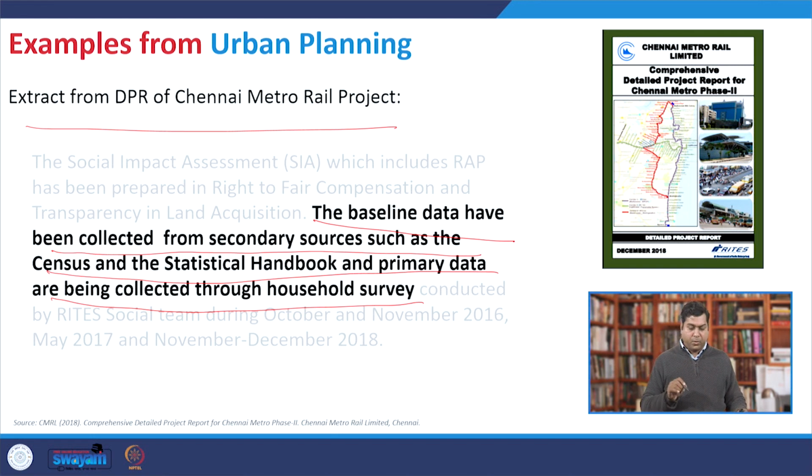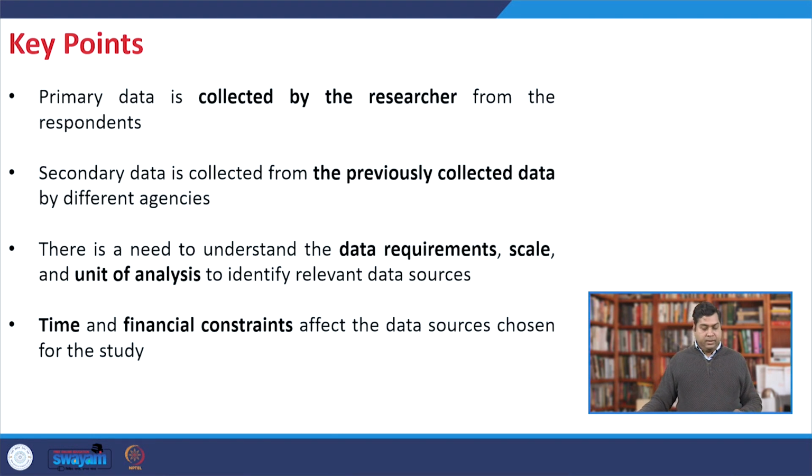The main point in this case is that primary data is collected by the researcher from the respondent if it is required, and secondary data may not be useful because my research is not based on that, or the data available is not adequate, not consistent enough, or has certain kinds of error. In that case we go for primary data. Secondary data is collected from previously collected data by a different agency. There is a need to understand the data requirement, the scale of that particular data and the unit of analysis, to understand what exact data we require and plan accordingly.